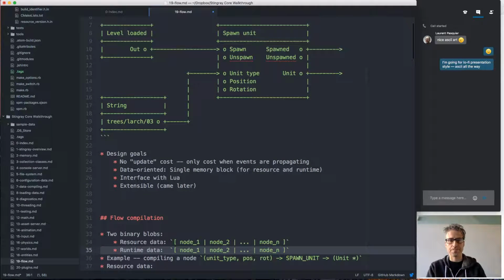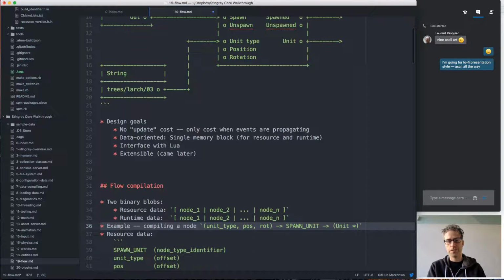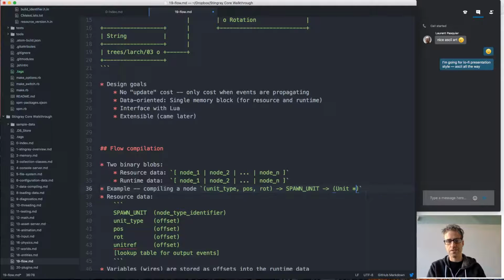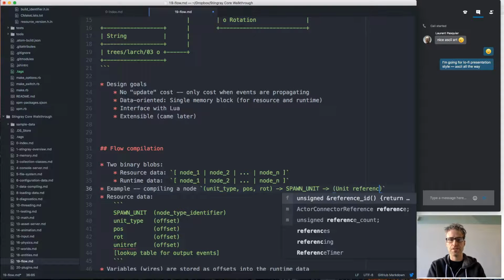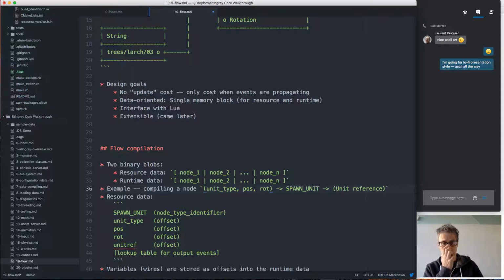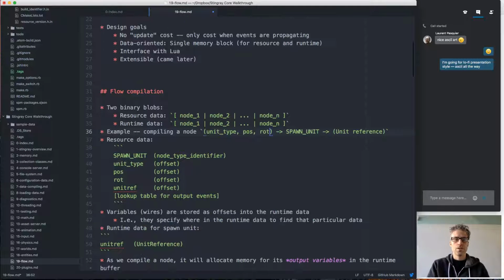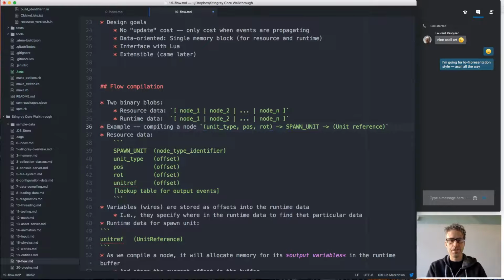So let's look at an example. Let's look at compiling this spawn unit node, which has these three inputs: unit type, position, rotation. Then it performs some spawn unit action, and it comes out with a unit pointer. Actually, it's a unit reference rather than a pointer, the weak references that I talked about before. So in the resource data, this node will look something like this.